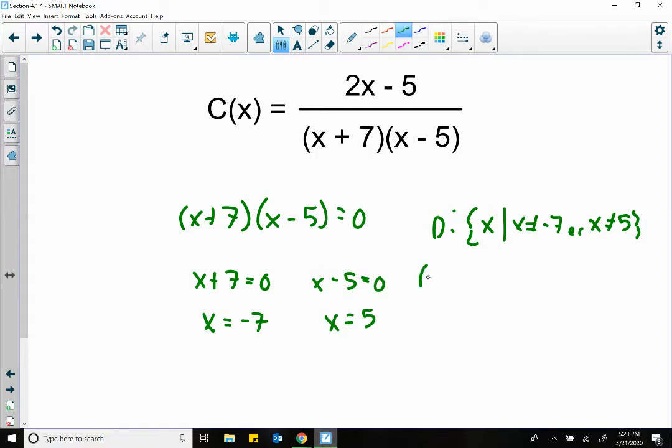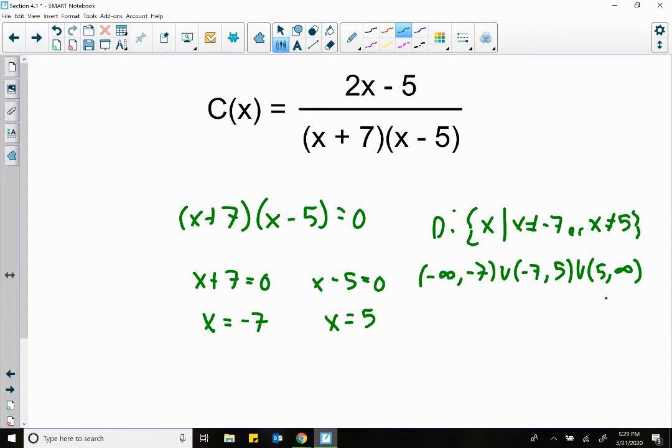Interval notation, we start at negative infinity, and we work up to negative 7. That's the first problem number. And we jump over it. And we pick up at negative 7, and we move up to a positive 5. And then we jump over it. And from positive 5, we work up to positive infinity. And there is the interval notation.